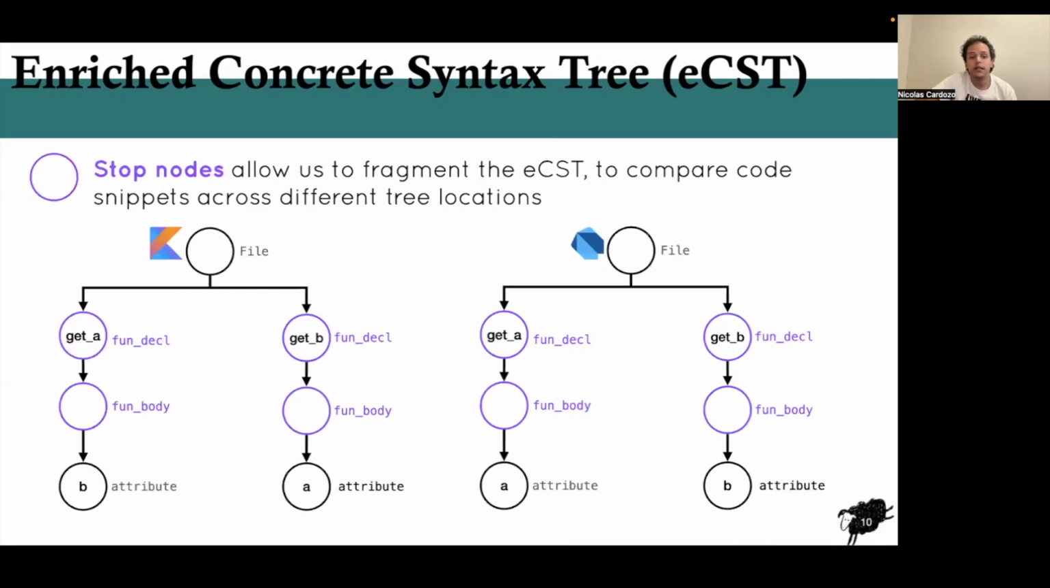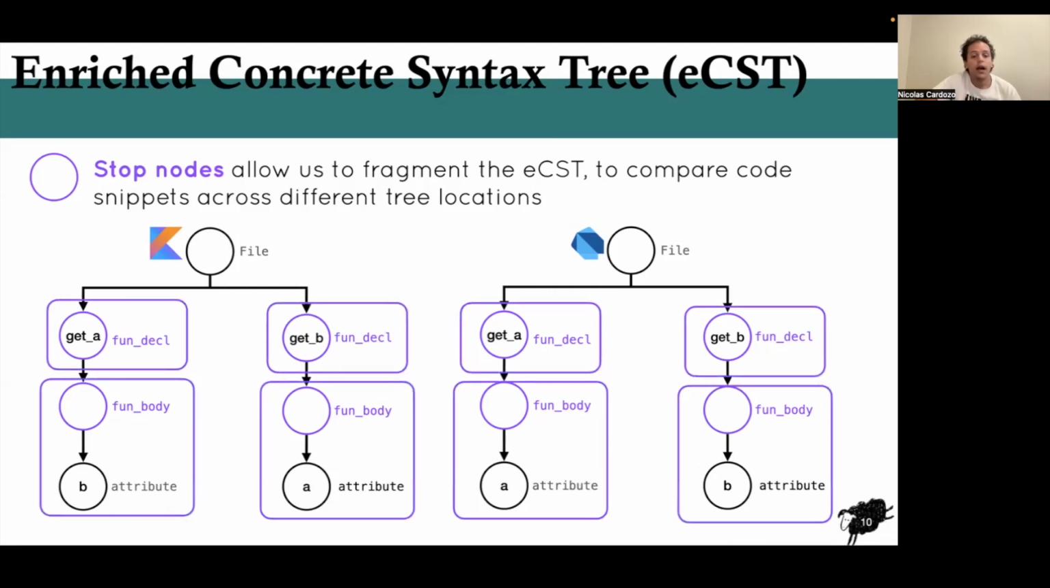And the final type of node is that of stop nodes. Stop nodes are used in eCSTs to analyze code fragments across different parts of the trees. So we can identify, for example, a function definition that is detected in a different part of the tree and not in exactly a branch of the tree of the same shape. In this example, we have two function definitions in the two programming languages, Kotlin and Dart, and the stop nodes between them are able to identify the function declaration for each of them, comparing those, and then the function body of each of the functions, which we compare. And we will talk about this example later.